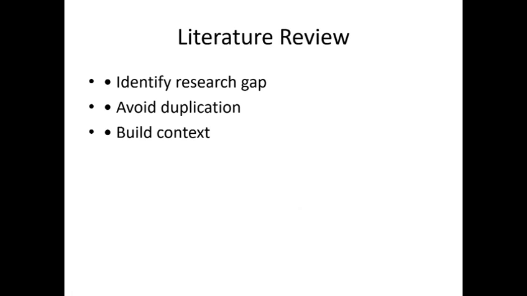Then you can do the literature review. I'm talking about manuscript preparation. For manuscript preparation, first you have to find out the research gap. Once you get the research gap, you can go for a review of literature. You go through so many articles and find out the research gap. If any duplication is there, avoid that and build a concise context.